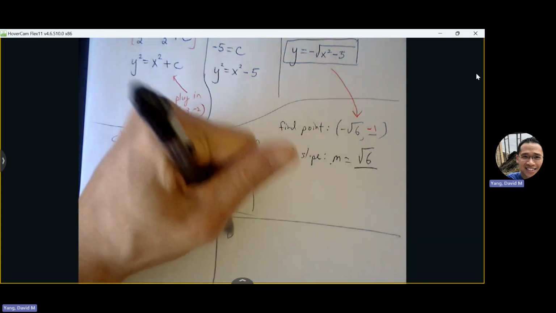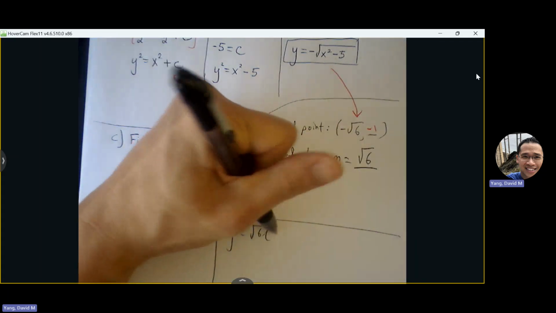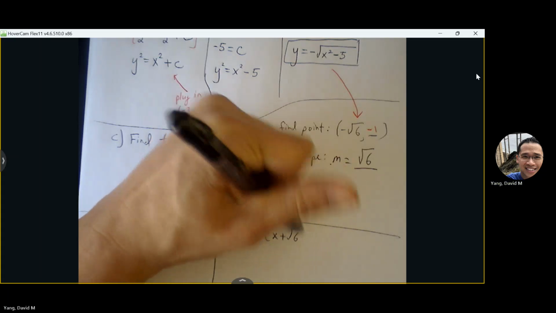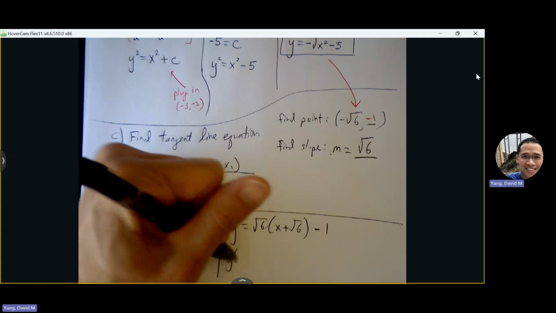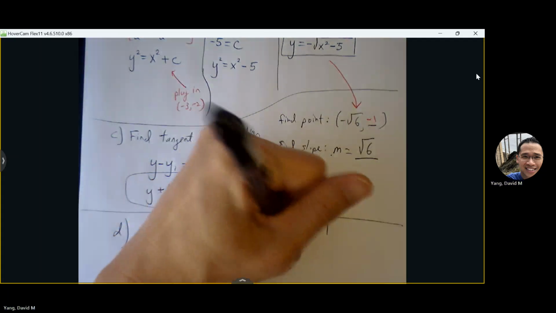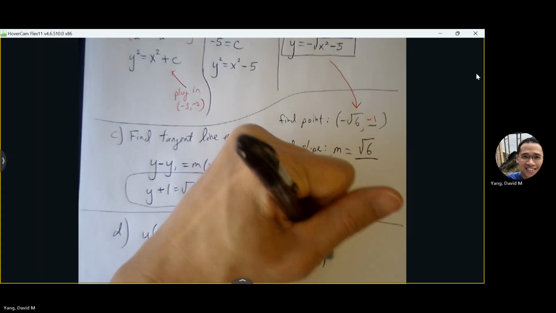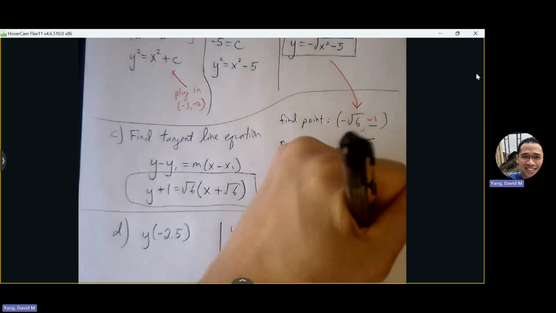So let me write y first. Let me just move that 1 over to the right side, and that way it'll just feel a little bit cleaner. So now y of negative 2.5, it's just whatever this decimal is. And this is just a calculator entry.